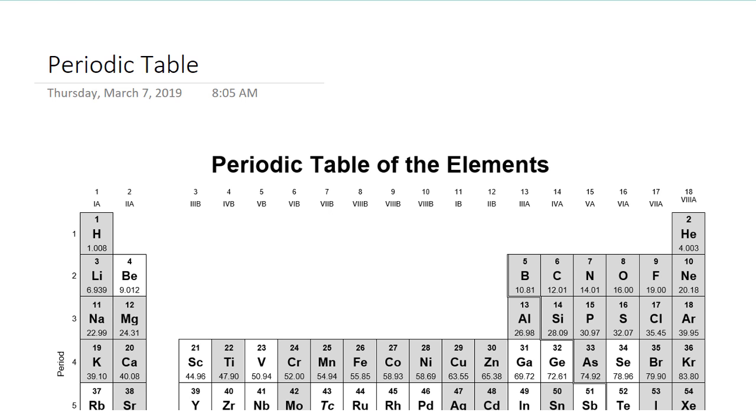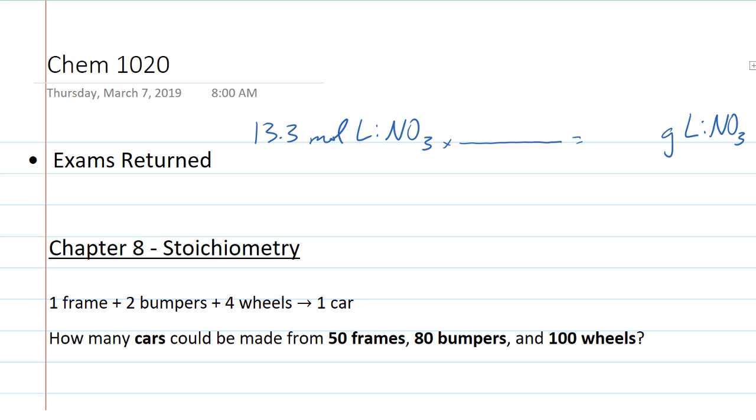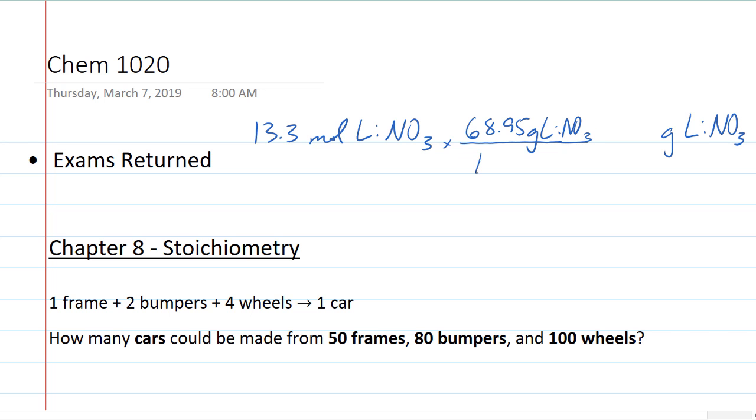Okay, so if we want to calculate the molar mass of lithium nitrate, we need 1 lithium, 1 nitrogen, and 3 oxygens. You sum them together. What is that molar mass? 68.95. Okay, so if it's 68.95, where does the 68.95 go? On the top. Because if there's 68.95 grams of lithium nitrate, that is the number of grams contained in 1 mole. The molar mass is always the grams contained in 1 mole of a substance.